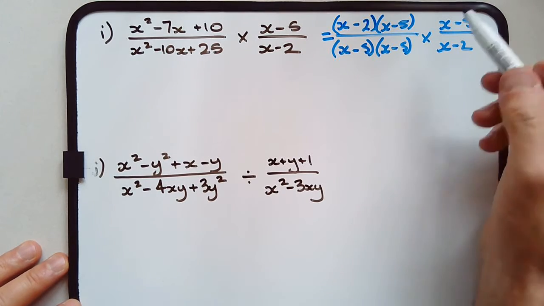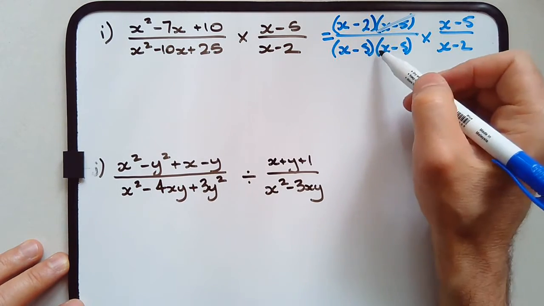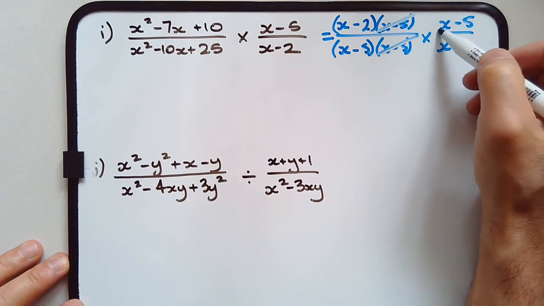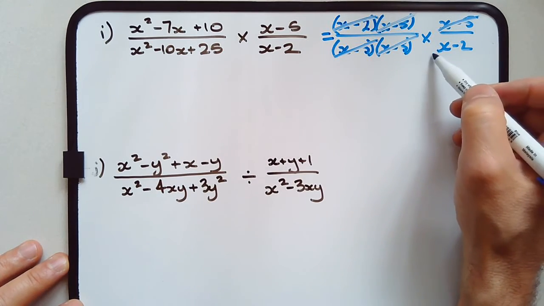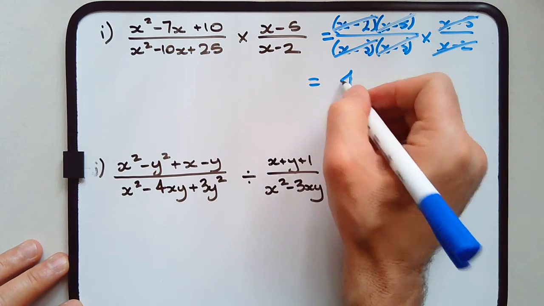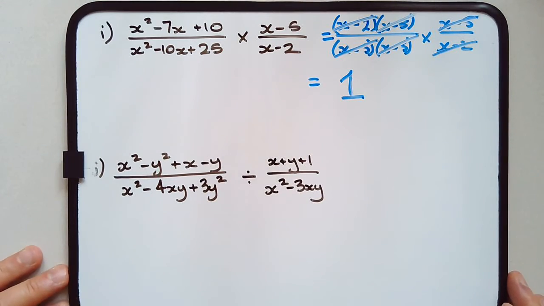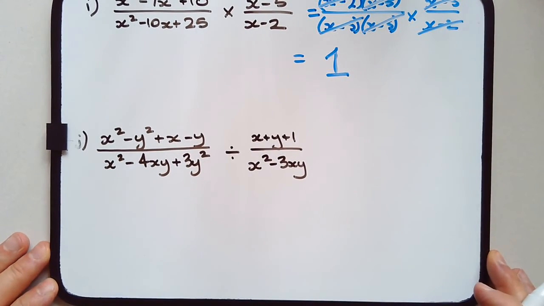Okay, let's do some cancellation now. So this x minus 5 cancels with that x minus 5. This x minus 5 cancels with this x minus 5. This x minus 2 cancels with that x minus 2. And in fact, the answer is 1. Okay, so nice result there.